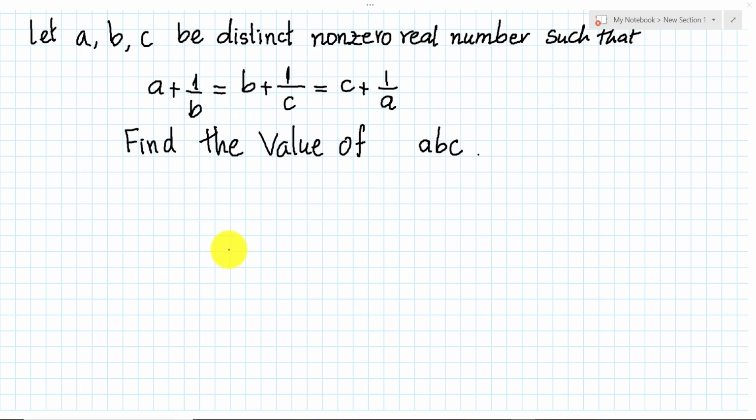Today I have one exercise like on the screen. Let A, B, C be distinct non-zero real numbers such that A plus 1 over B equals B plus 1 over C equals C plus 1 over A. Find the values of A times B times C.